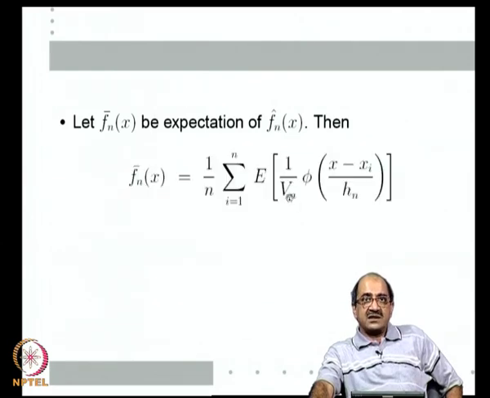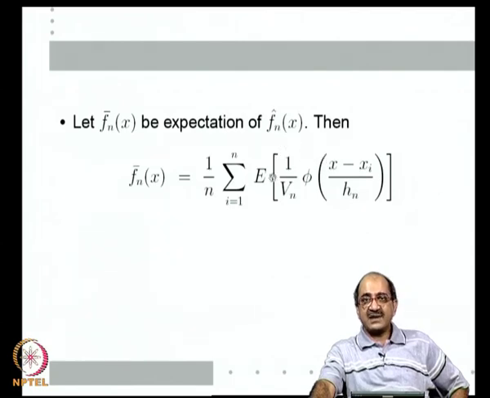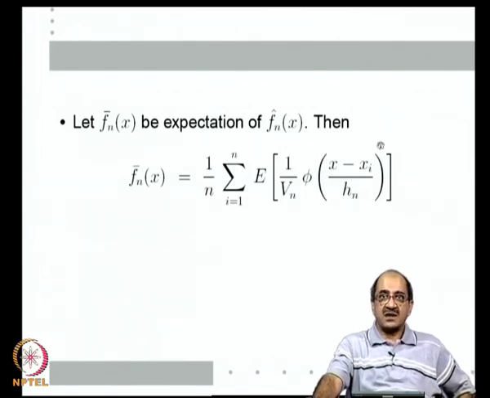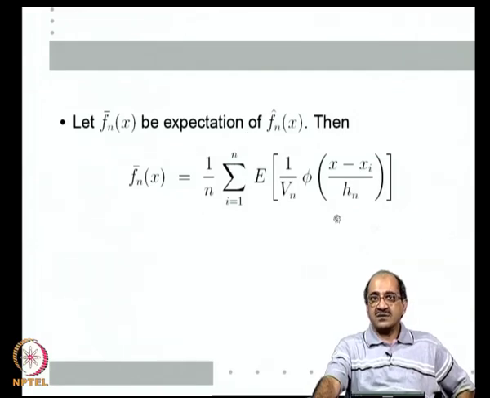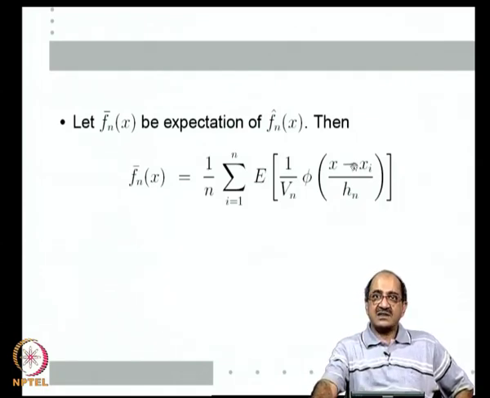So, f bar n of x is the expectation of f hat n. So, expectation goes inside the sum, put it there. What is inside this expectation is a function of the random variable x I, and x I are IID. So, this expectation has the same value for each I, and so I am summing them and dividing by n. So, this entire thing will have the same value as the expectation of any one of these terms.